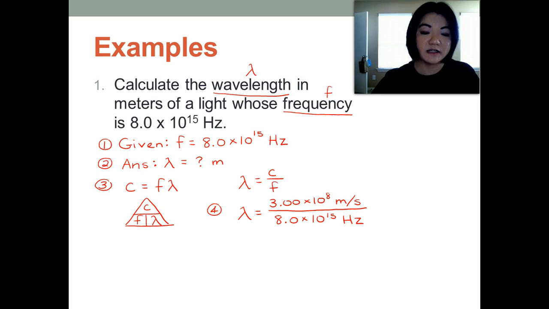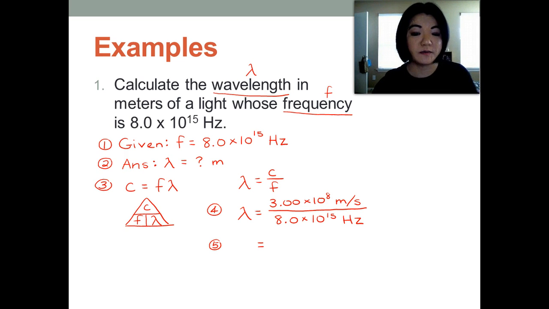Now I'm going to ask you to remember how to put your scientific notation into the calculator. Remember, you don't use times 10 and you don't use the caret to raise the power. You need to use the double E or the EXP button. So it's going to be 3.00 E8 divided by 8.0 E15.